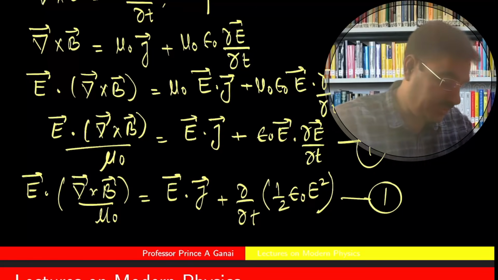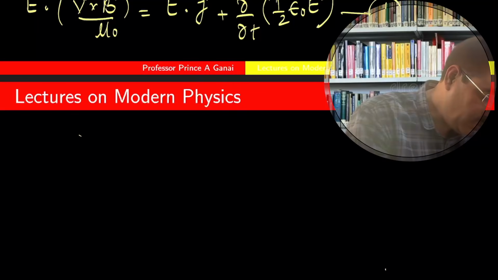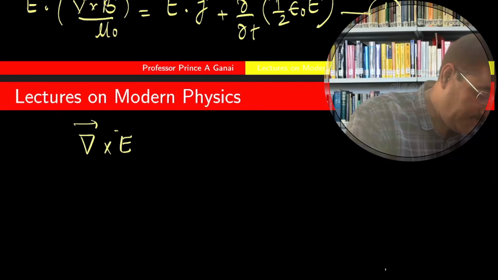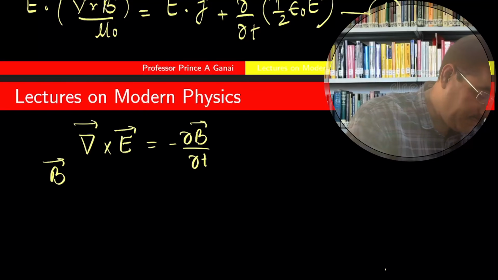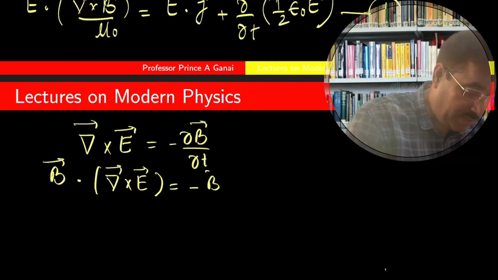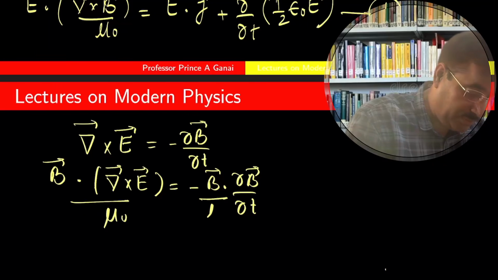I will refer to this equation again. So now take the second of Maxwell's equations and try to calculate the magnetic energy density. My second equation is del cross E is equal to minus del B by del T. If I take the dot product with B on both sides, what do I get? Minus B dot del B by del T. And if I divide by mu naught, I will be able to put in that term.